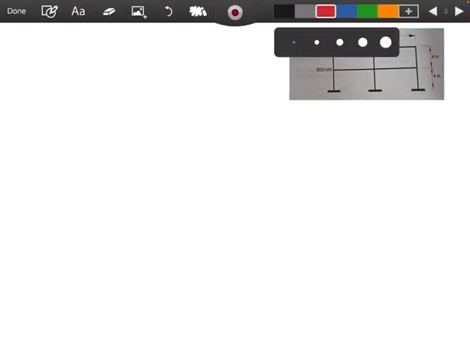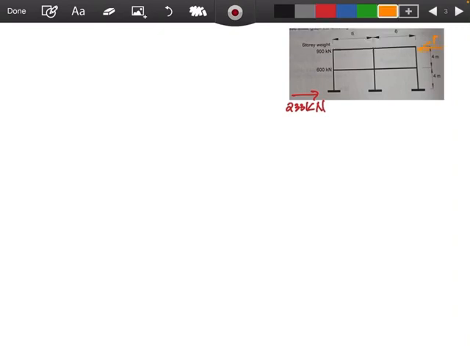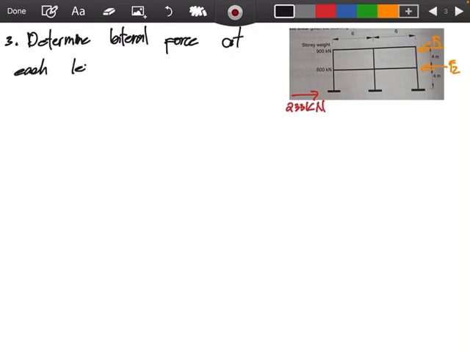Okay, now we have our design base shear, that is 233 kilonewton, and we're going to distribute it. We have our F1 and F2. So the third step would be to determine the lateral force at each level.